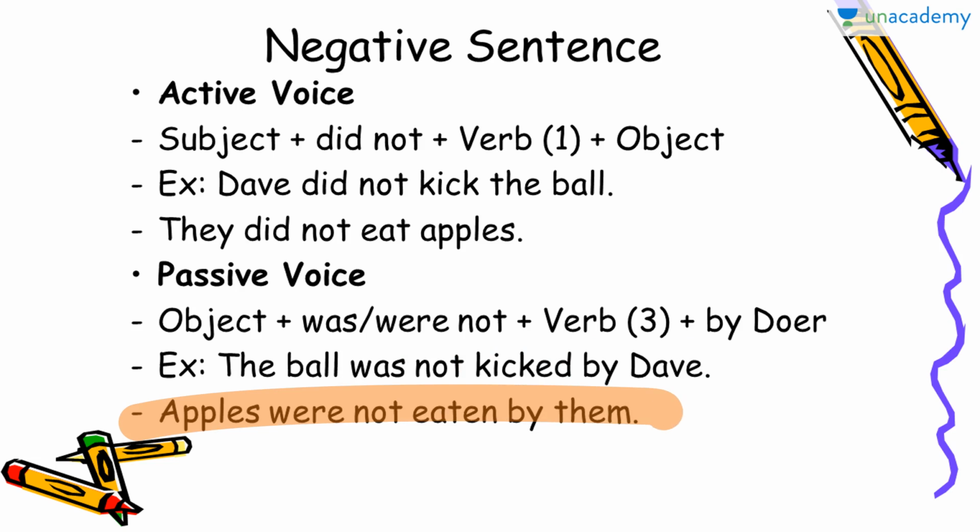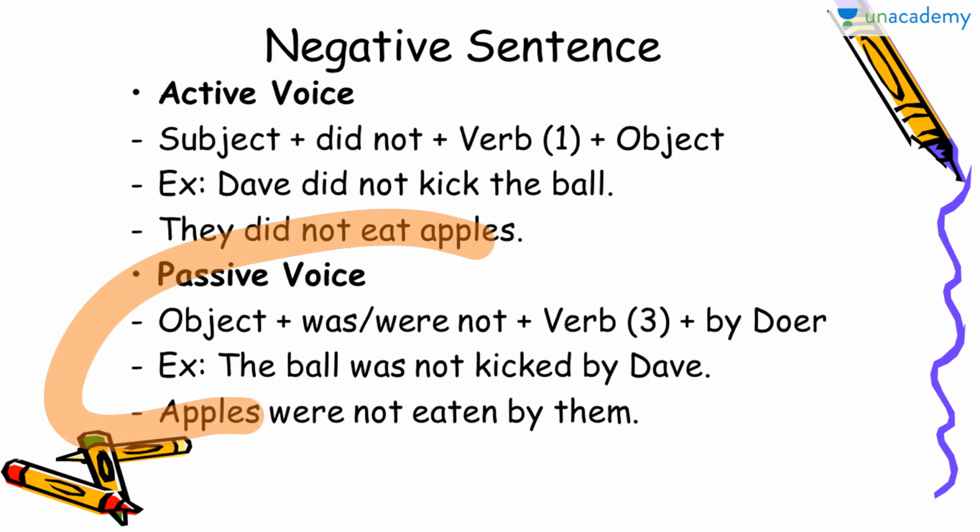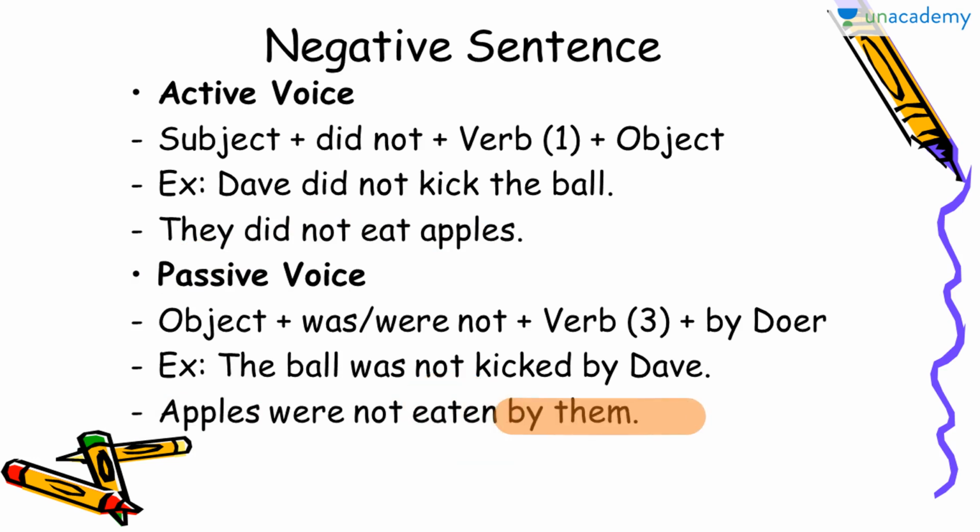Apples were not eaten by them. Apples, which was the object in active voice, will come here at the start of the passive voice. It is plural, that's why were is used, and then not, then the third form eaten, which is the third form of the verb eat, and then by them. Then we are talking about the doer.